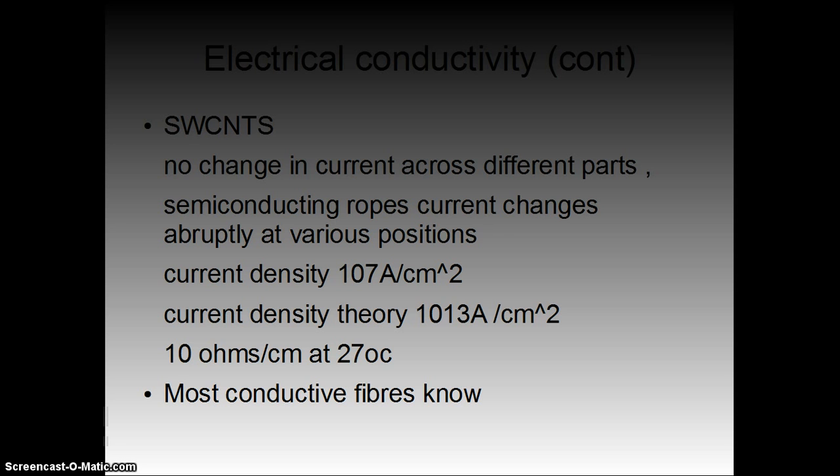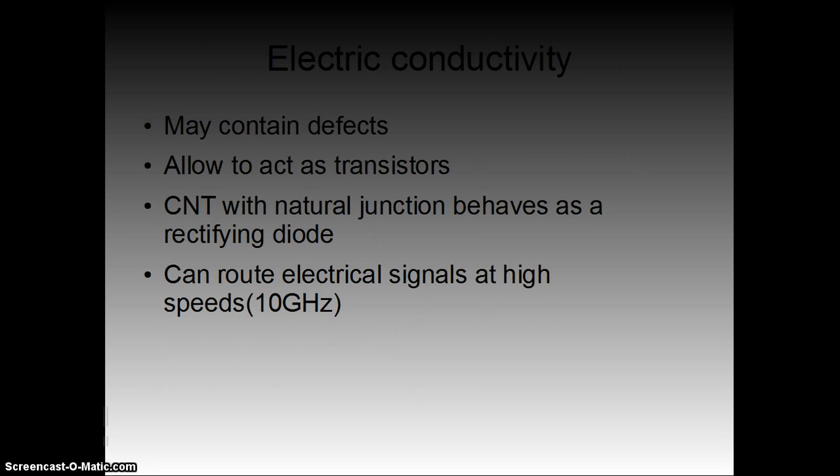The resistance is 10 ohms per centimeter at 27 degrees Celsius. Also, below 27 Kelvin it should behave as a superconductor. It's the most conductive fibre known. It may contain defects, but these defects are actually useful because they enable us to create transistors, which are very useful in molecular electronics.